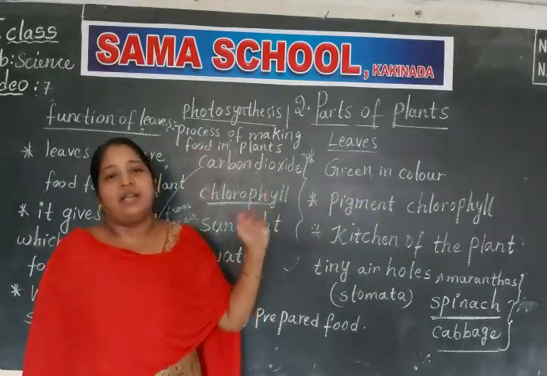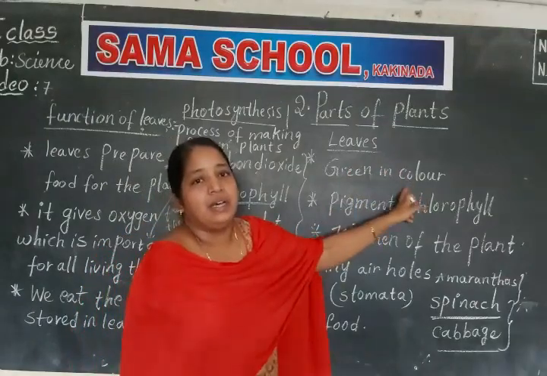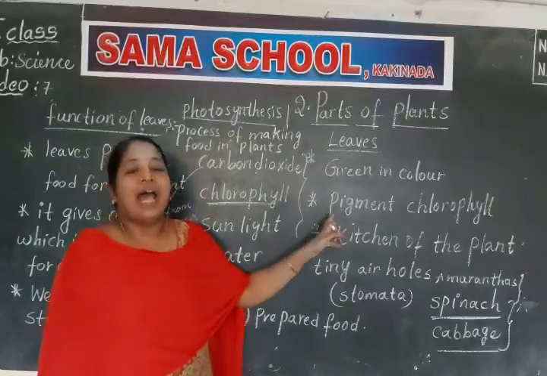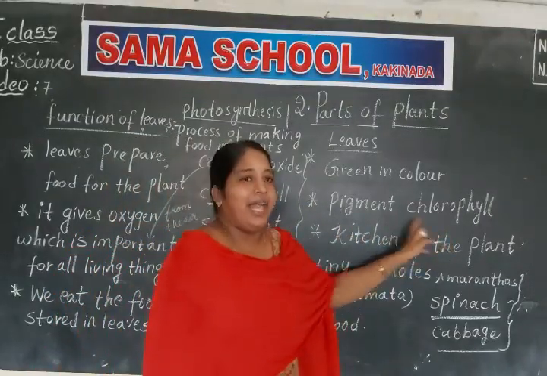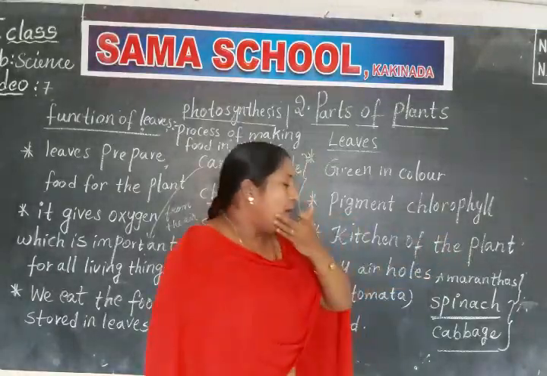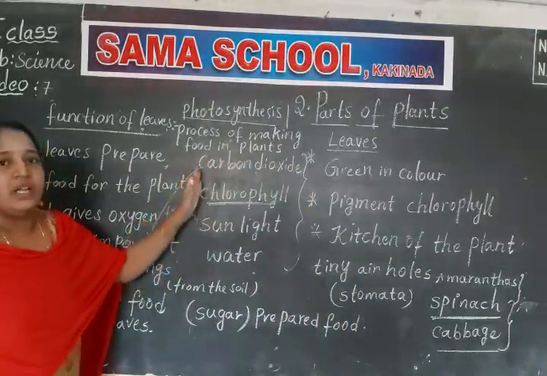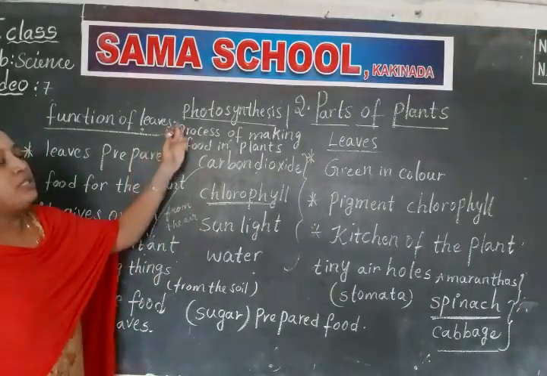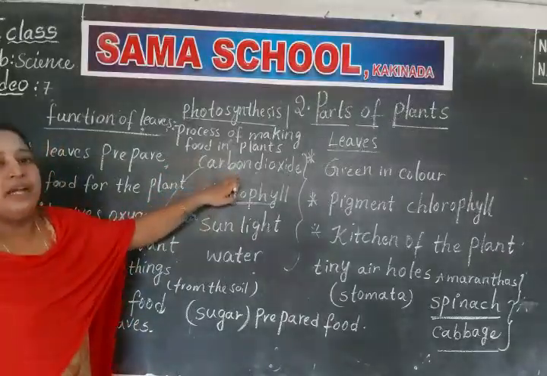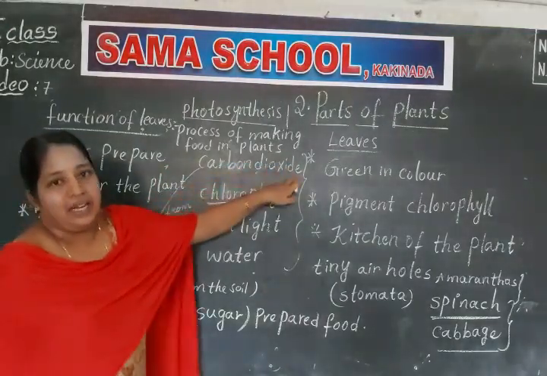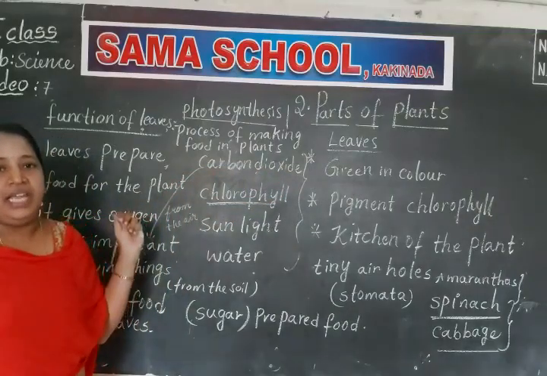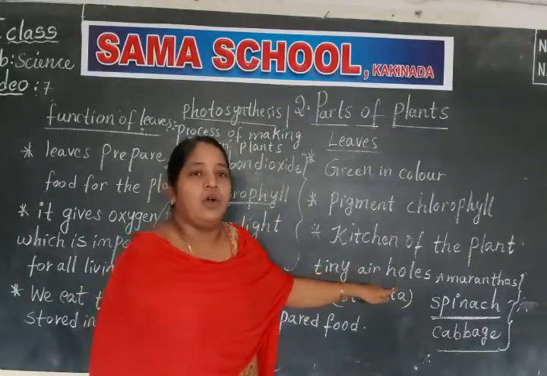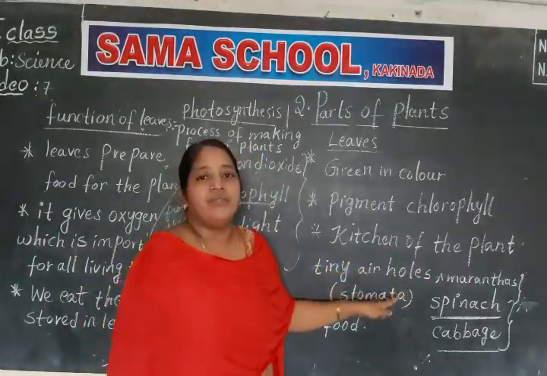And most of the leaves are green in color. Why are they green in color? Because they have a pigment called chlorophyll. Okay, children. And what are the substances required for photosynthesis? What are the materials used by the plants in the process of photosynthesis? Yes, carbon dioxide. It takes it from the air. How does it take it? On the lower surface of the leaf, there are very small, tiny air holes.